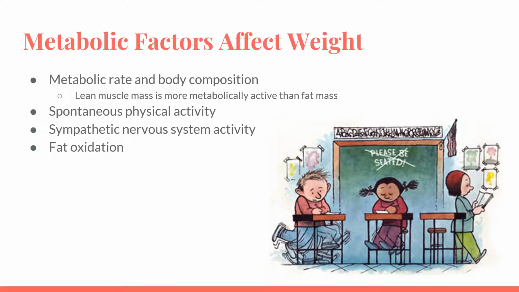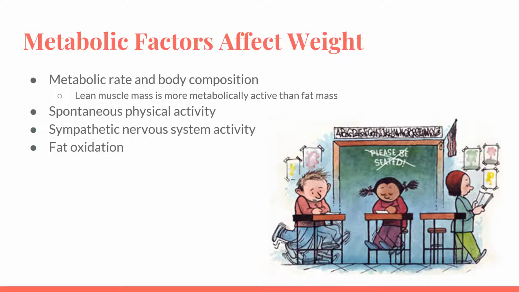Then there are a few metabolic factors that also affect weight that are worth noting. As we mentioned in the earlier lecture, metabolic rate will affect body composition, and vice versa. Fat is less metabolically active than muscle, and so someone with a higher fat content would have a lower basal metabolic rate than someone with more muscle mass. We also mentioned spontaneous physical activity before. Someone who engages in spontaneous physical activity is likely to have a lower overall body weight than someone who doesn't do a lot of spontaneous physical activity.